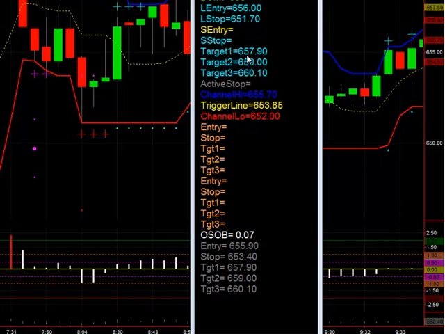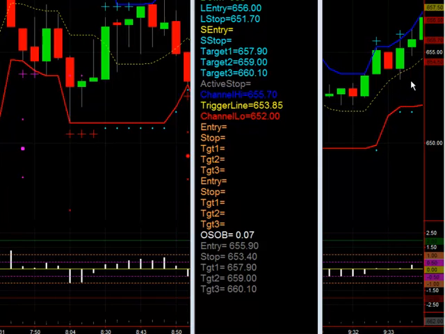So the entry was 656.0, but we always round up around the zeros and fives. So 656.1 was what we called in the live room. Now your stop's down here. You see how the second trade, the stop was a lot closer in. So again, it looked better. There's our target. Stop had a little bit more risk, but again, you see we try and reduce risk very quickly. So let's move forward.